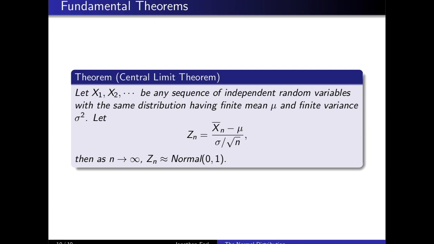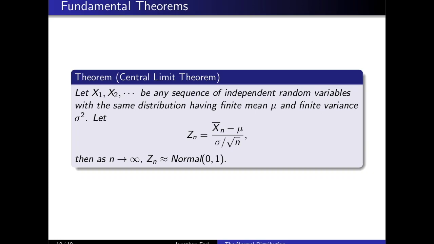And what this one says is that suppose that we have the same kind of setup. We have x1, x2, up to xn, a sequence of independent random variables that are all taken from the same distribution, and that distribution has finite mean mu and finite variance sigma squared. If we take Zn to be the average value minus the mean of the population, all divided by sigma, so the standard deviation for our population, divided by the square root of n, so the square root of the number of observations.